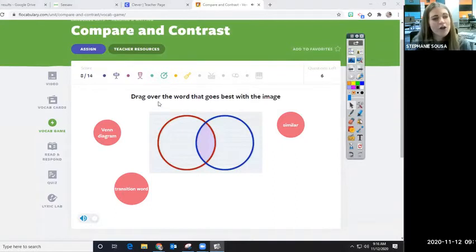Nice. Drag over the word that goes best with the image. Look at this picture. What is this? Is this a Venn diagram? Is this a transition word? Or is it similar?